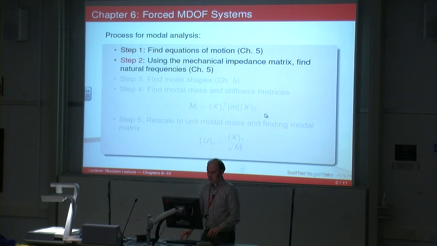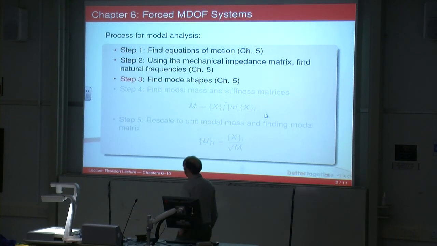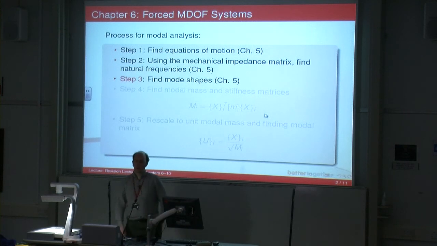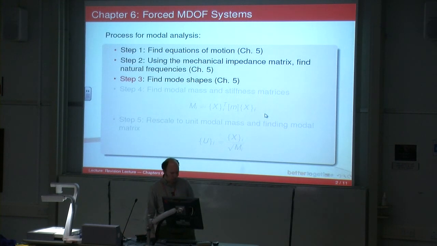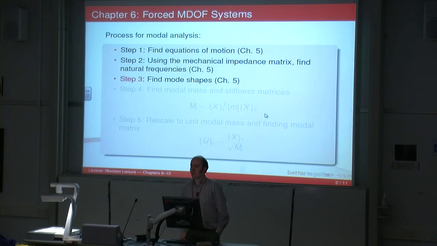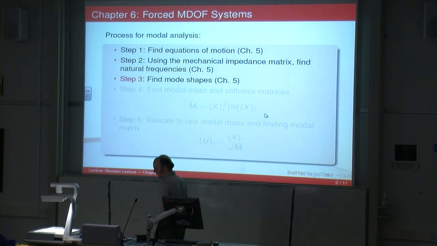The first three steps are from chapter 5. Okay, you've got to find the equation of motion in matrix form. From that, you can work out the mechanical impedance matrix, and you take the determinant of that, and you can get your natural frequencies. Okay.